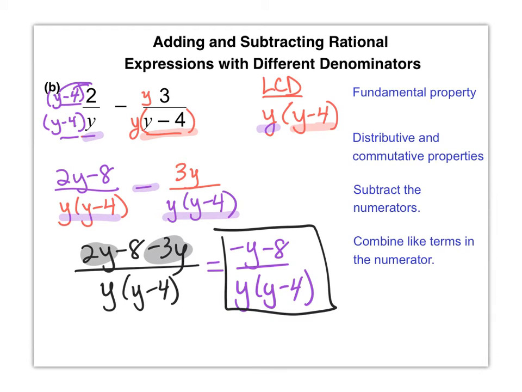The first thing we do is find the least common denominator, and then you multiply each of those fractions so that you can get that least common denominator, and then combine the numerators.